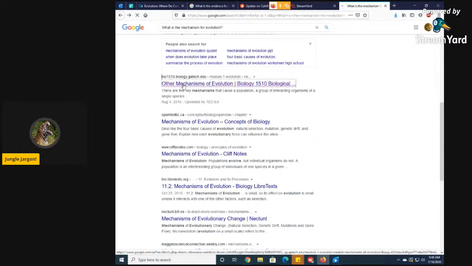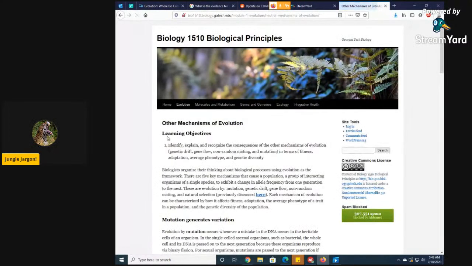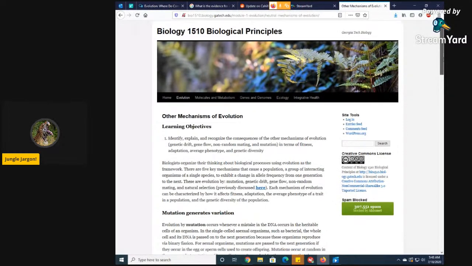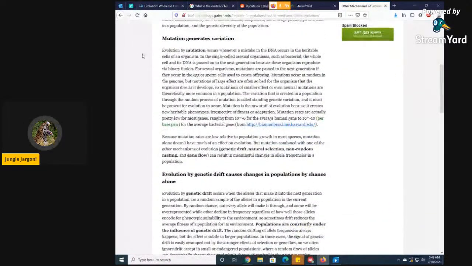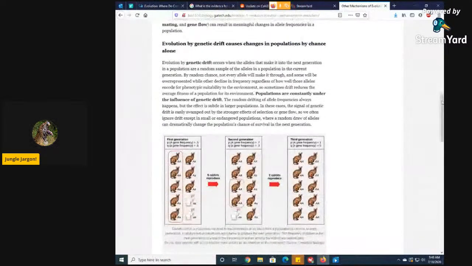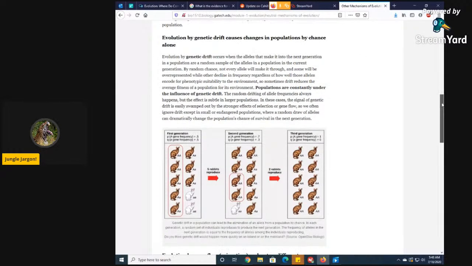Other mechanisms for biology. Other mechanisms of evolution. Other mechanisms. Okay, here we go. Other mechanisms. Mutation generates variation. Okay, variation isn't evolution. Evolution by genetic drift causes changes in population by chance alone. There you go. It's by chance alone. But that's genetic drift, that's not evolution.